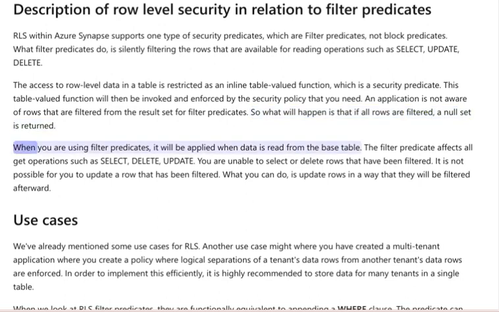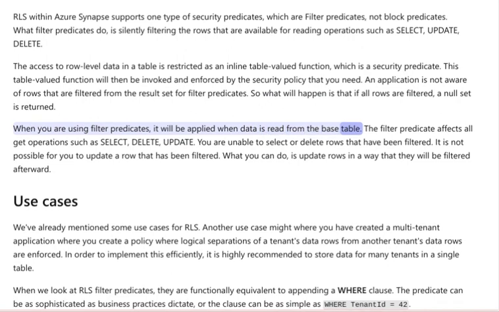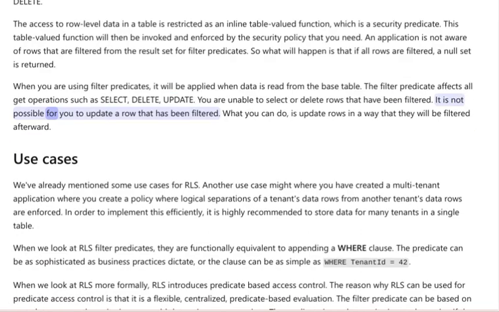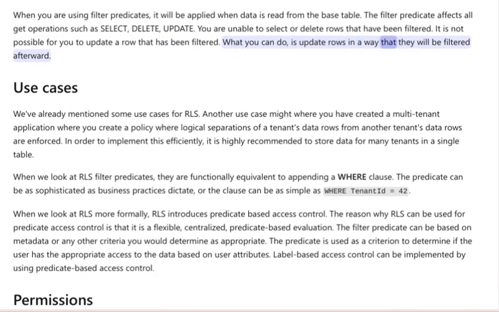When you are using filter predicates, they will be applied when data is read from the base table. The filter predicate affects all get operations such as select, delete, and update. You are unable to select or delete rows that have been filtered. It is not possible for you to update a row that has been filtered. What you can do is update rows in a way that they will be filtered afterward.